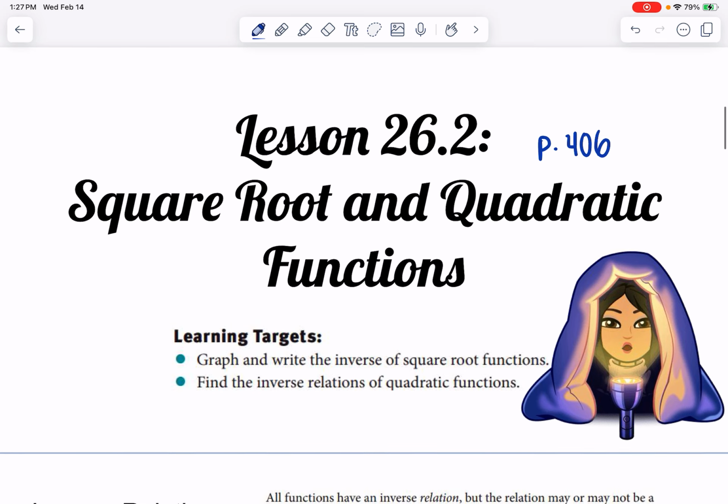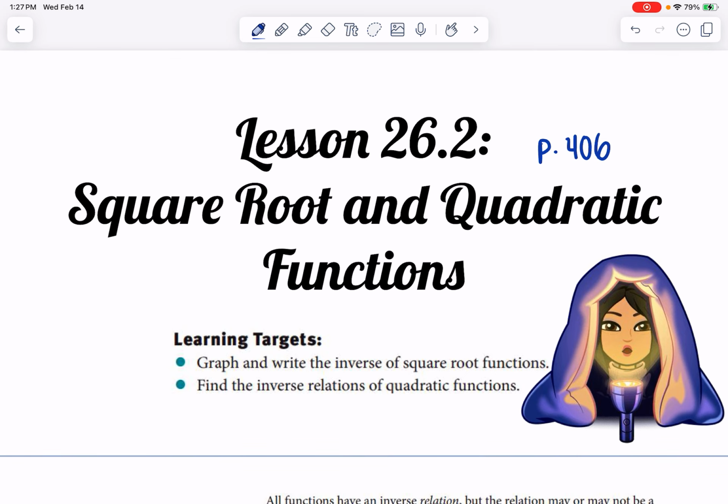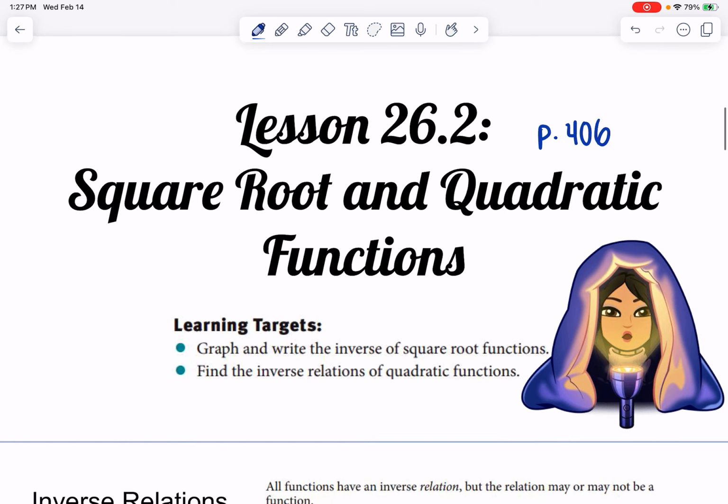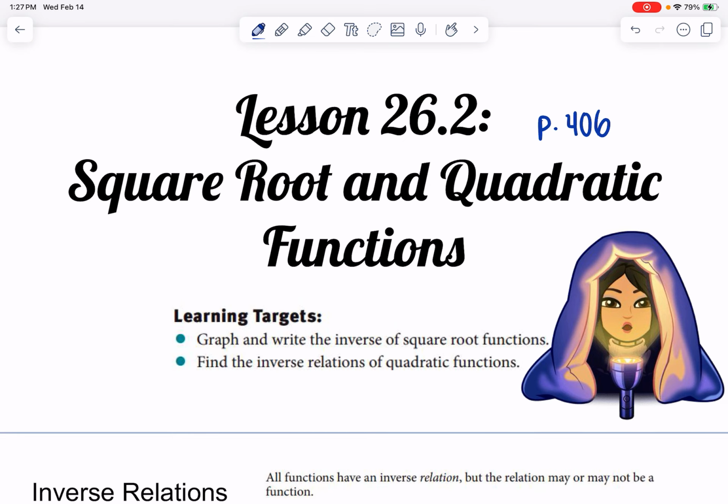So, starting off, this is going to be lesson 26.2, which is talking about square root and quadratic functions. Prior to this, we talked about square root and we talked about quadratic functions. We also talked about how to find the inverses. So now what we're going to be able to do is tell whether or not we have to put a restriction on it and then find the relation between both functions.